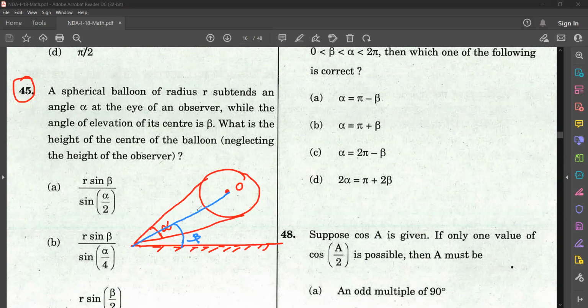Now what they are saying: what is the height of the center of the balloon? Height means this distance you have to find out. Height of the center of the balloon is what you have to find. And they have given the radius is r. Neglecting the height of the observer, the height of the center of the balloon is what you have to find out.